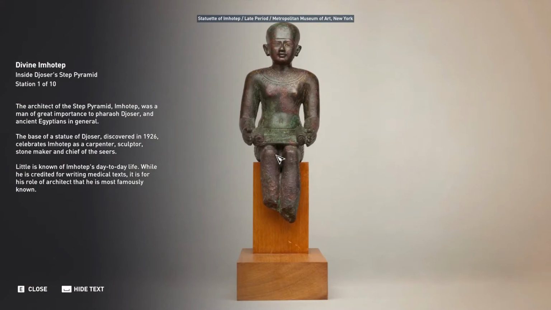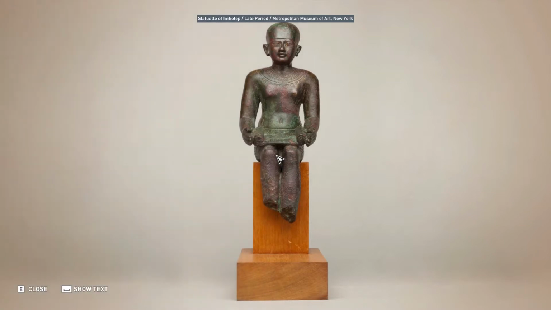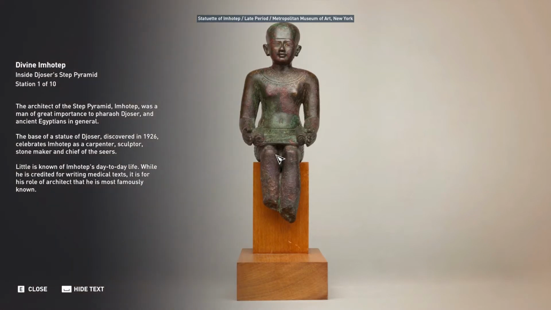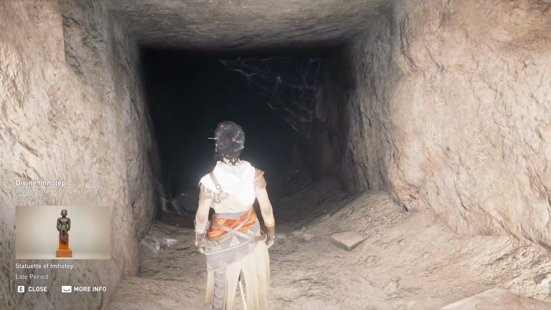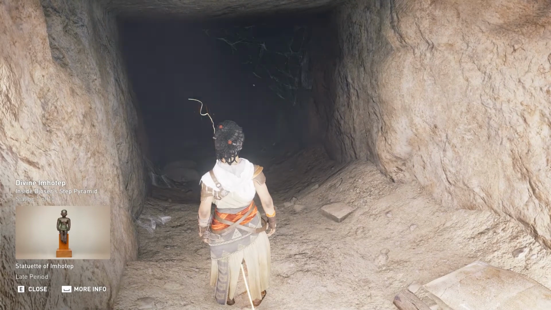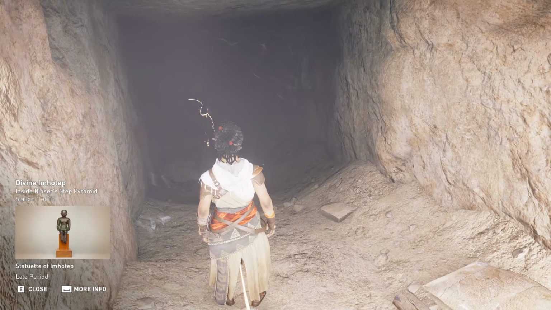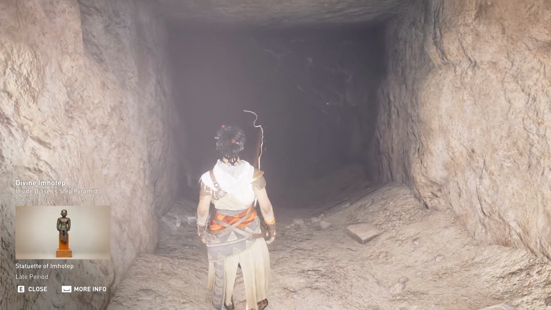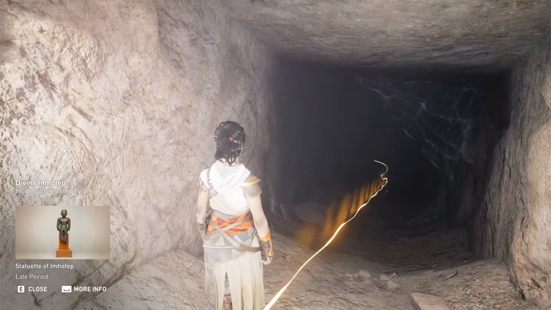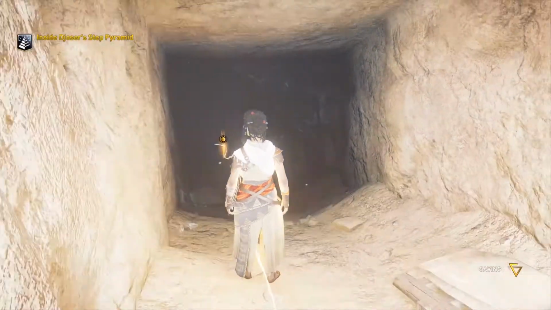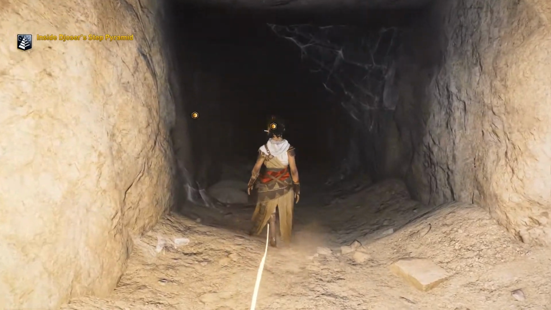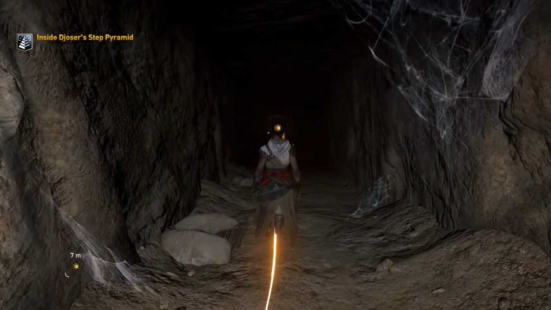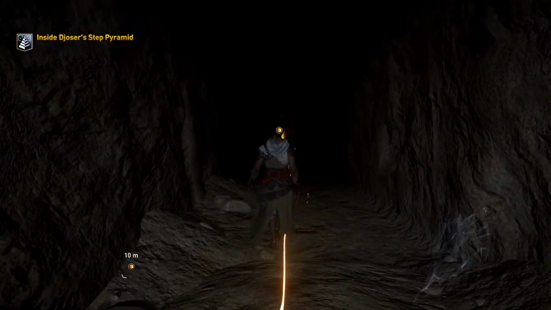The architect of the Step Pyramid, Imhotep, was a man of great importance to Pharaoh Djoser and ancient Egyptians in general. The base of a statue of Djoser, discovered in 1926, celebrates Imhotep as a carpenter, sculptor, stonemaker, and chief of the seers. Little is known of Imhotep's day-to-day life. While he is credited for writing medical texts, it is for his role of architect that he is most famously known.